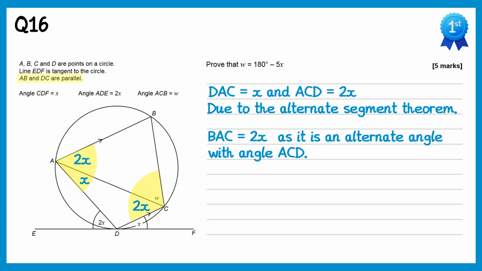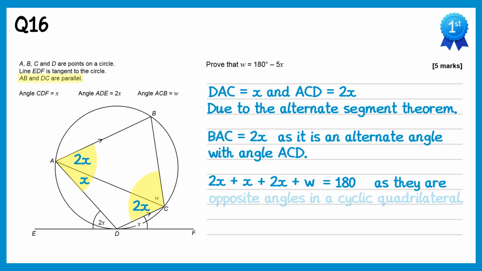Now I would look at these two angles here. They are opposite angles in a cyclic quadrilateral, so must add up to 180. The left angle is 2x add x, and the right angle is 2x add w. So if I add all of this together, it must make 180. And the reason again is because they are opposite angles in a cyclic quadrilateral.